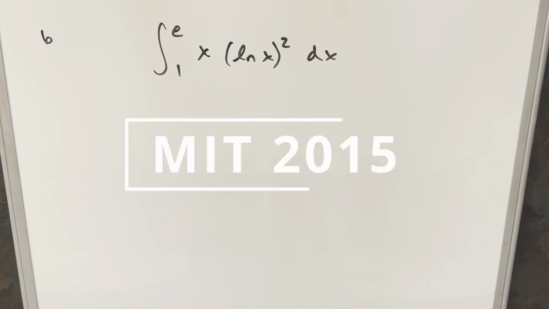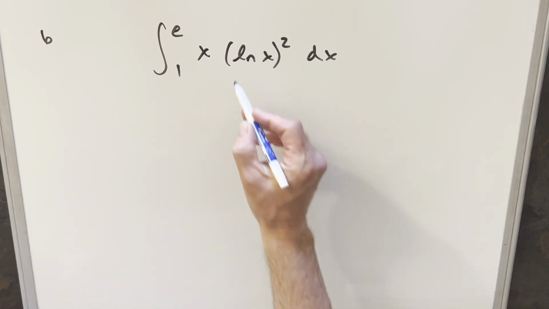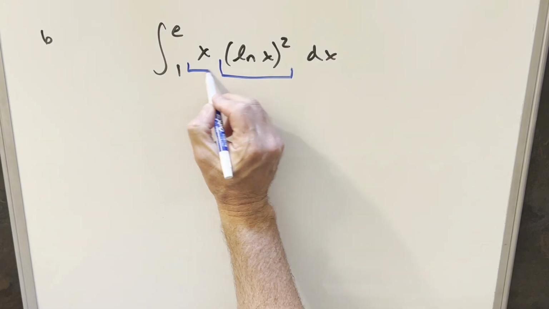Okay, continuing on today, doing some more integrals from the MIT Integration Bee from 2015. This one was number 6. We have the integral from 1 to e of x, natural log of x all squared dx. Okay, this one seems perfectly set up just to do integration by parts. We've got two things we're gonna want to differentiate and integrate.